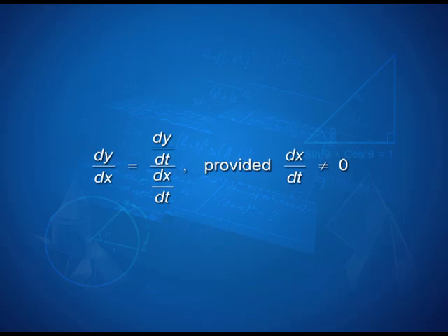We are interested in finding the derivative of y with respect to x, where both x and y are functions of a certain parameter, say t. Then in that case, dy by dx is nothing but dy by dt divided by the derivative of x with respect to t. So, as t changes, we find the instantaneous rate of change of y and divide by the instantaneous rate of change of x, provided the denominator is not 0. And we are fine to find then the derivatives of functions which are in the parametric form.